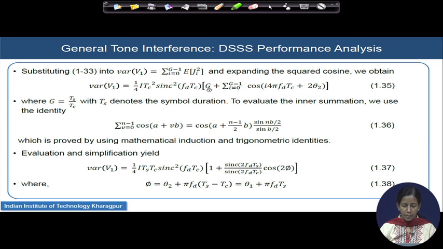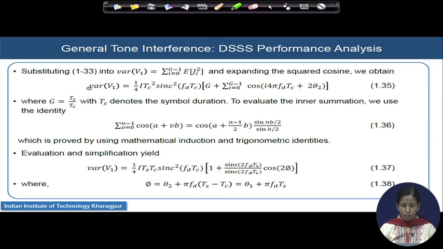If I replace now this G by T s by T c, where T s is the symbol duration, and if I utilize the following trigonometric identity to evaluate this summing section, where the sum of cos of a plus n b is given by cos of a plus (n minus 1) by 2 b into sin n beta by 2 by sin beta by 2. This trigonometric identity will be utilized to compute this summation.